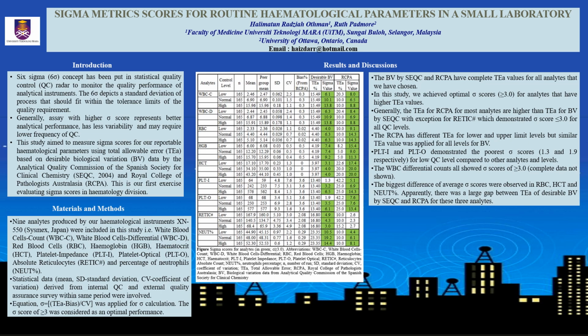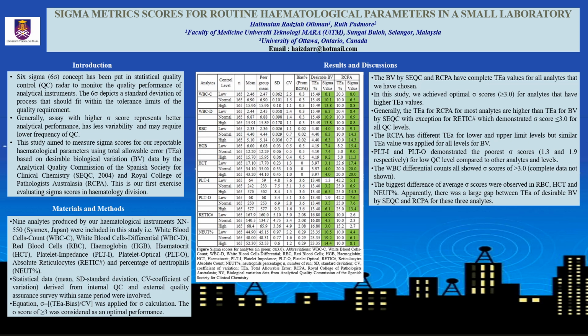In general, we achieve sigma scores more than 3 for analytes that have higher TEa value, probably because most of our analytes' CV are low. TEa for RCPA for most analytes are higher than TEa for Spanish BV, except for retic absolute count. As a result, the sigma score for retic absolute count was less than 3 for all QC levels. However, this was also contributed by higher CV values for reticulocytes.